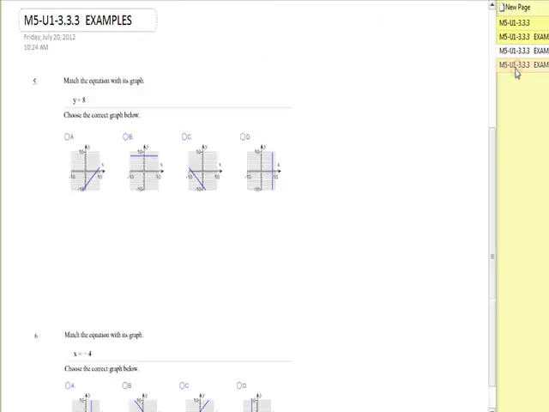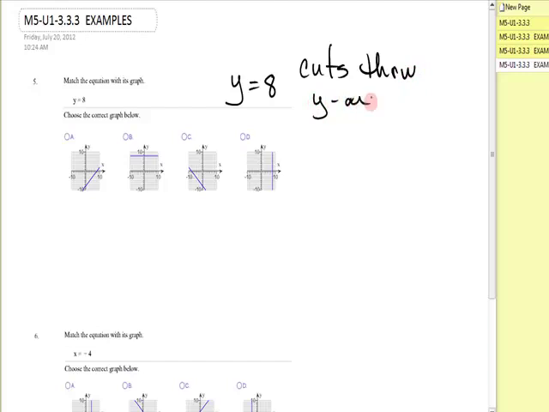Let's see what we have on the next page. Oh, it's matching. Y equals 8. It cuts through the Y-axis at 8. Cutting through the Y-axis at 8 is this one right here.